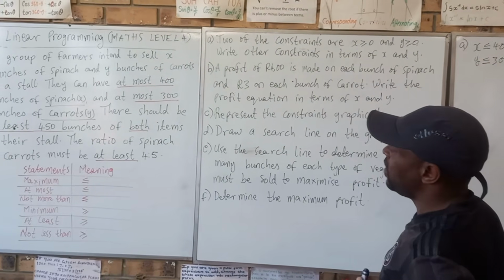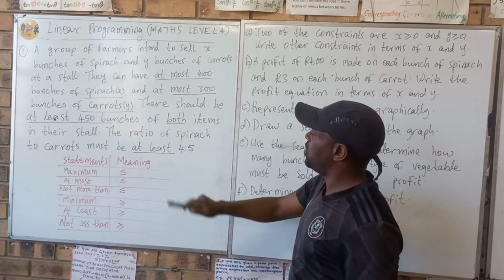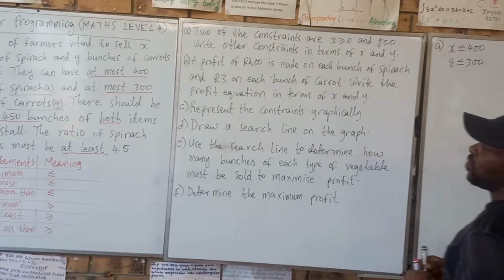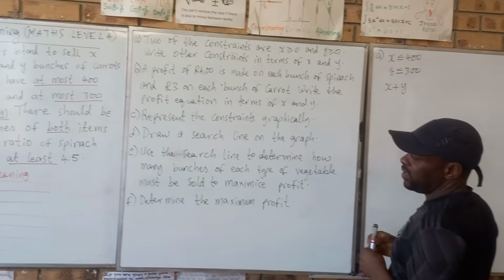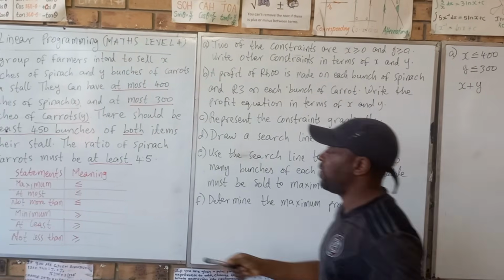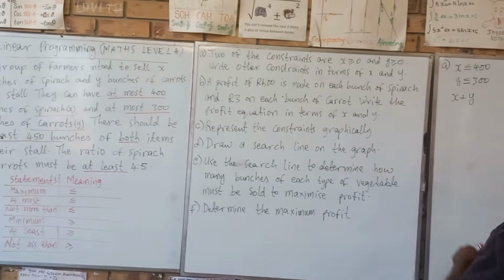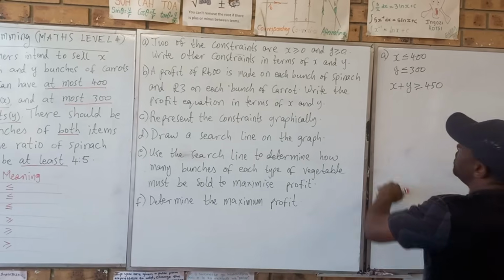Then there should be at least 450 bunches of both items in the store, which means X plus Y. So X plus Y, at least is now the opposite of at most. At most is less than or equal to. At least should be greater than or equal to. So greater than or equal to 450.